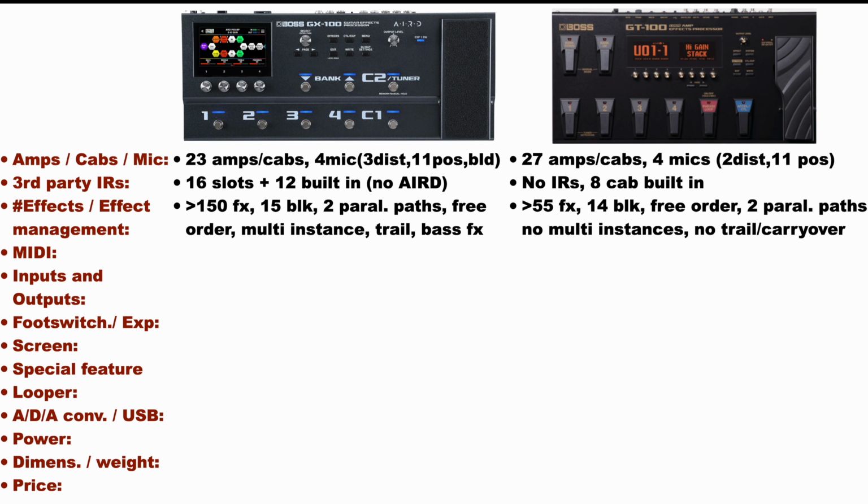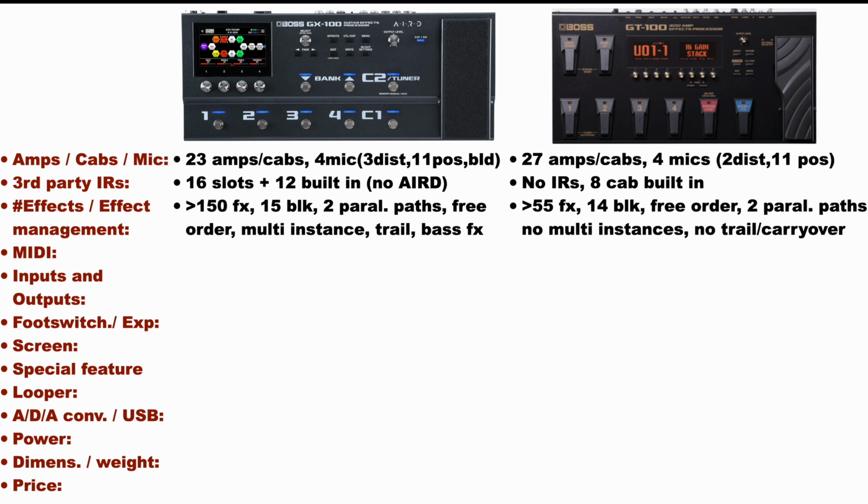In the GT-100 we have more than 55 effects arranged in 15 blocks, amps and cabs included, that you can place in whatever position you want, with two paths of parallel effects, like the GX-100, but without the possibility to load many instances of the same effects, and with no trail management for delays. At least I was not able to find this feature. Please let me know where it is, if it is actually available.